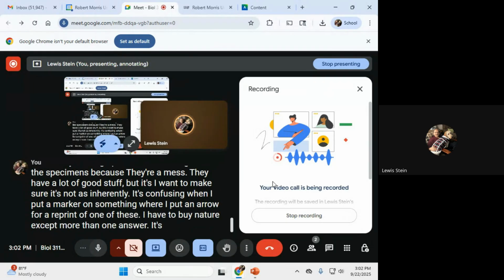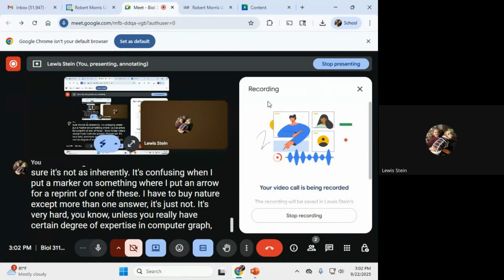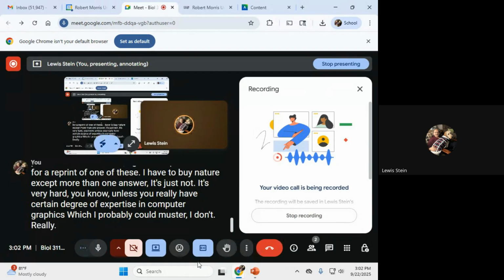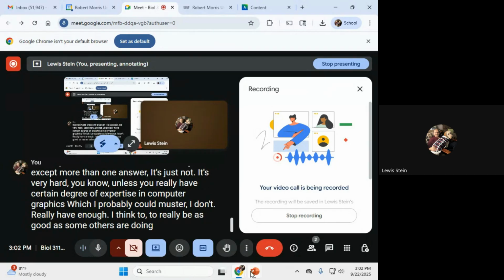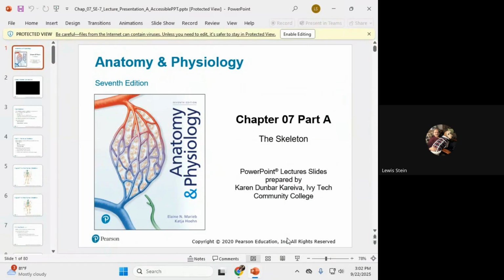It's very hard, unless you really have a certain degree of expertise in computer graphics, which I probably could muster, but I don't really have enough, I think, to be as good as some others are in doing that. So that's why I wanted to go over these first, and we'll start at A.